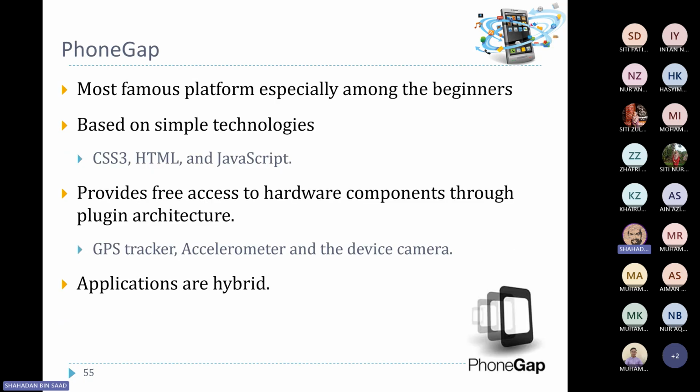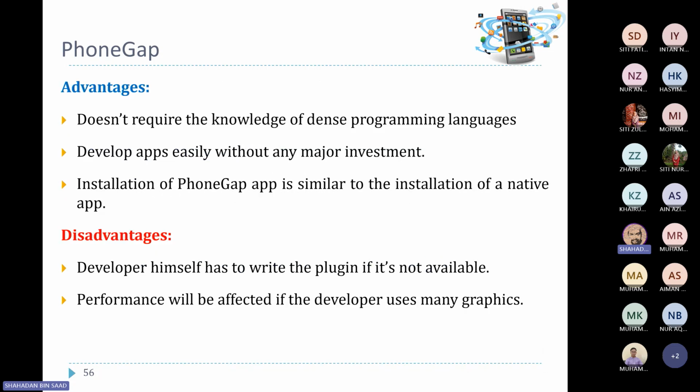PhoneGap lah, most famous platform especially among the beginners. Okay, so dia orang pakai PhoneGap. Based on simple technologies, CSS3, HTML and JavaScript, provides free access to hardware components through plugin architecture. Ada GPS tracker, accelerometer and device camera. So applications are hybrid. So kita tengok advantage dia doesn't require the knowledge of dense programming language. Oh, tak payah pun, drag and drop je kan. Develop apps easily without any major investment. Installation of PhoneGap app is similar to the installation of native app.